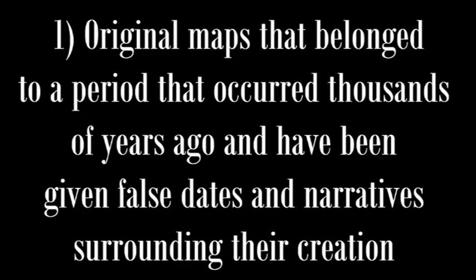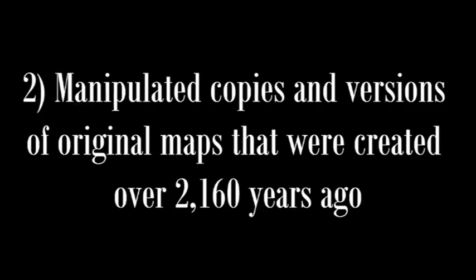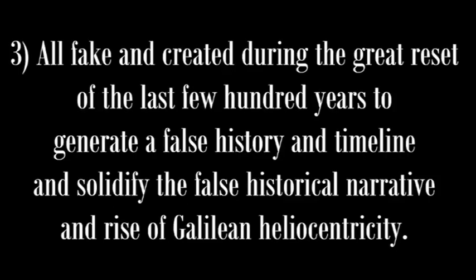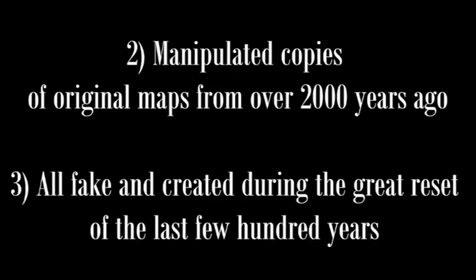Original maps that belong to a period that occurred thousands of years ago and have been given false dates and narratives surrounding their creation. 2. Manipulated copies and versions of original maps that were created over 2,160 years ago. Or 3. They are all fake and created during the Great Reset of the last few hundred years to generate a false history and timeline and solidify the false historical narrative and the rise of Galilean heliocentricity. Out of all of these options, the second and the third are most likely.